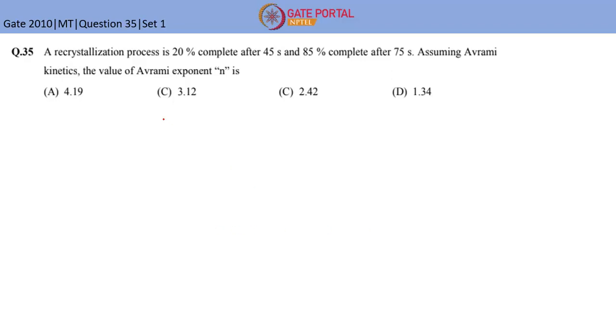So basically, what is the Avrami equation? The Avrami equation is given by the fraction, let's say the fraction is y, fraction of recrystallization is equal to 1 minus exponential of minus (k t) raised to power n. Here we have to calculate this n, which is the Avrami exponent.